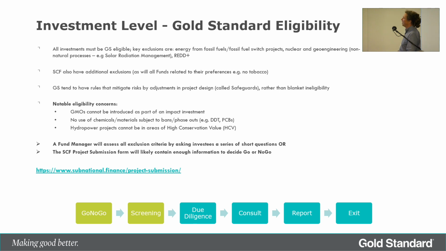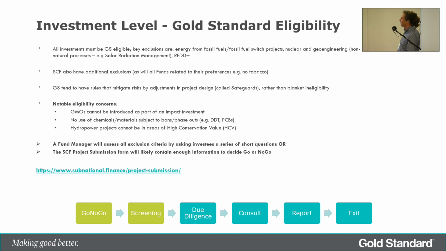The main exclusions we have are: energy shouldn't come from fossil fuels, nuclear energy is also not allowed, and geoengineering without obvious sustainable development impacts. For example, solar radiation management, putting reflective materials in space, that type of thing is not eligible. That and REDD+, which is an avoided deforestation approach. That's pretty much it for Gold Standard eligibility. The reason is that Gold Standard tends to have rules that mitigate risks in project design. Gold Standard can be thought of as a management system to remove risk from projects that people want to achieve.